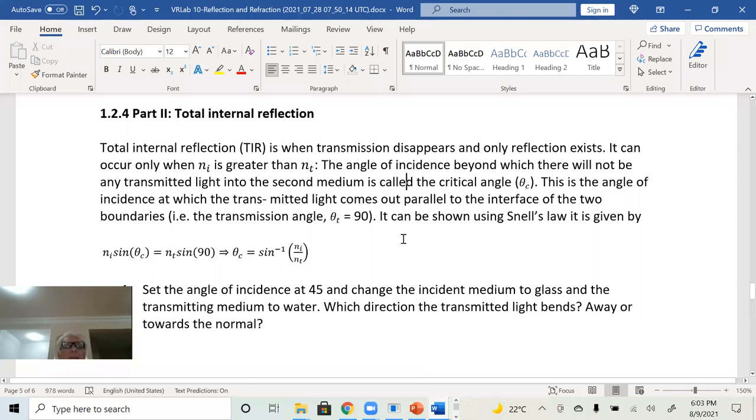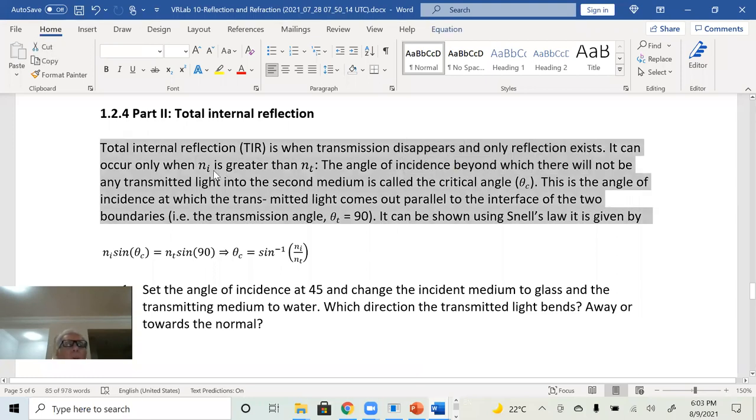Okay, total internal reflection is when transmission disappears and only reflection exists. It occurs only when the refractive index of the incident medium is greater than the refractive index of the transmitted medium. So total internal reflection does not happen when light propagates from air to glass, but only from glass towards air.